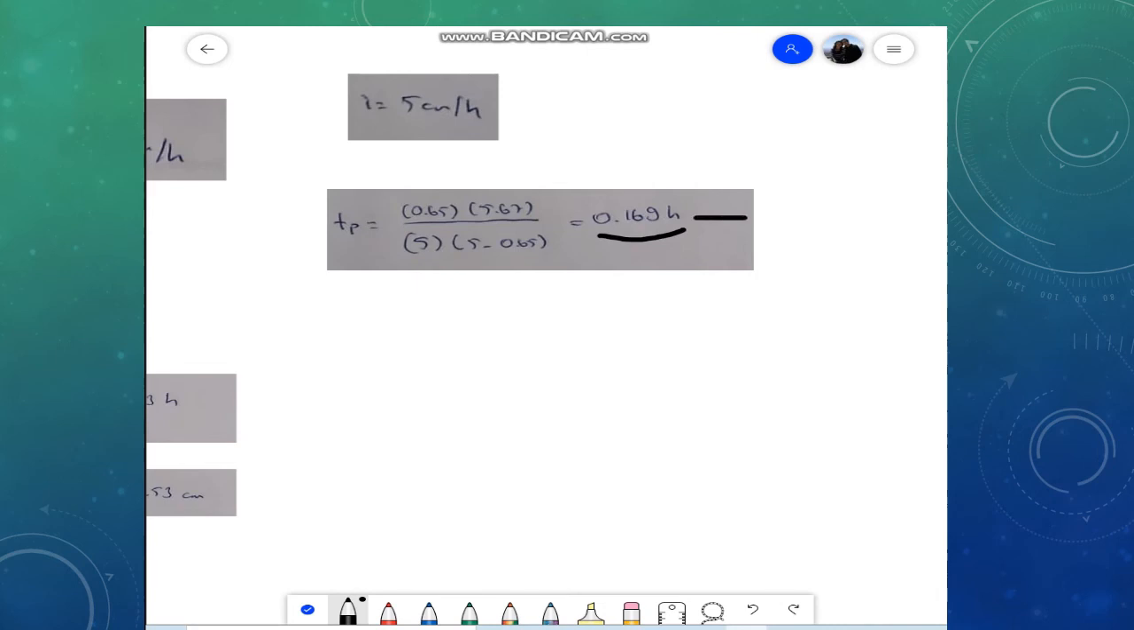0.169 hour, which is around 10 minutes, right? So 10 minutes of duration if our rain is 5 centimeter per hour, which is 50 millimeters per hour intensity. If it has 50 millimeters per hour, the water starts to gather on the surface very fast. It was 10 hours, right now 10 minutes.